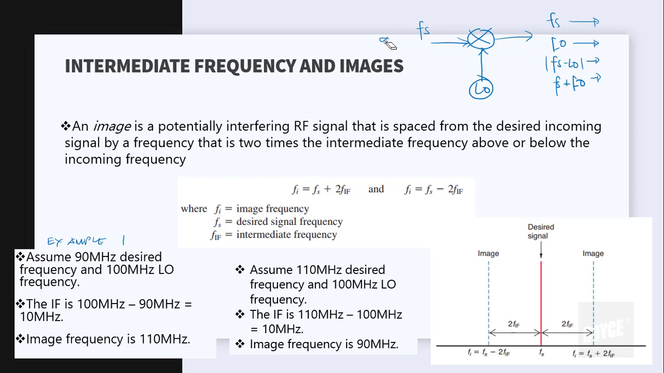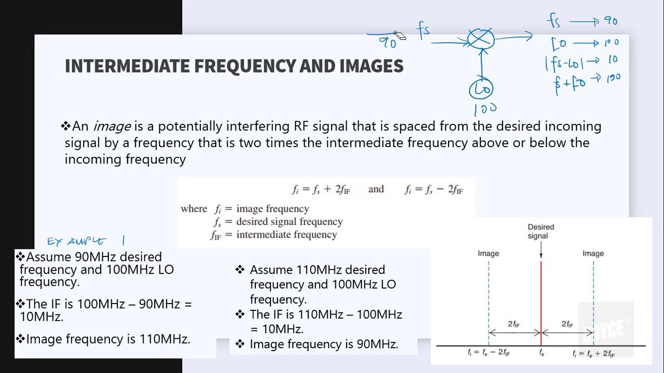Desired ko is 90. Local oscillator ko is 100. So, ano yung lalabas? Fs 90, LO 100. Fs minus LO, this is 10. Fs plus LO, 190. Tama?